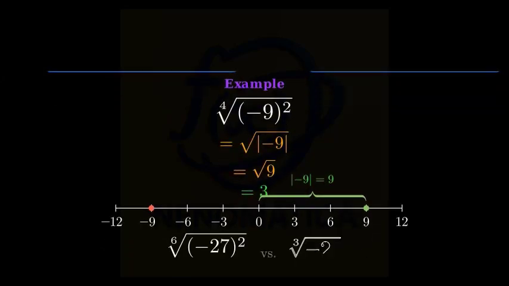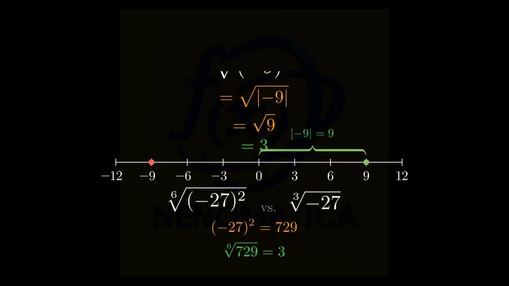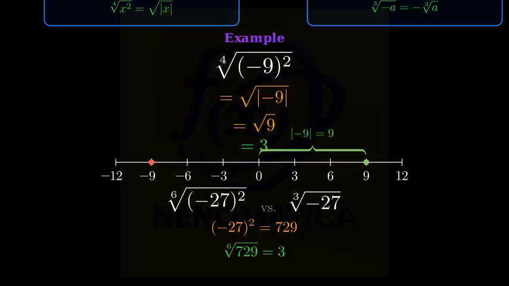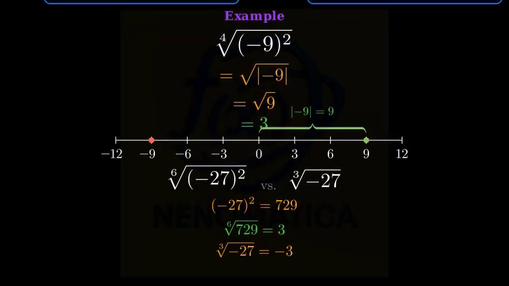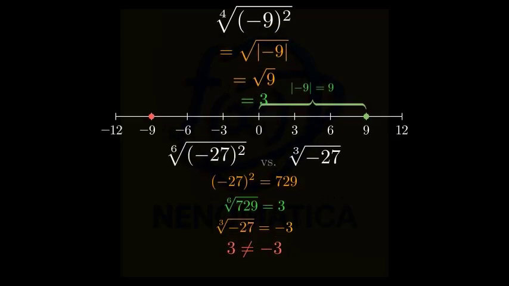Example 2: compare these two expressions. The sixth root of (-27) squared, and the cube root of -27. For the left, square first to get 729, and the sixth root of 729 is 3. For the right, the cube root of -27 is -3. So they are not equal. 3 is not equal to -3. This difference happens because the left has an even root, which must return a non-negative principal value, while the right has an odd root that preserves the negative sign.